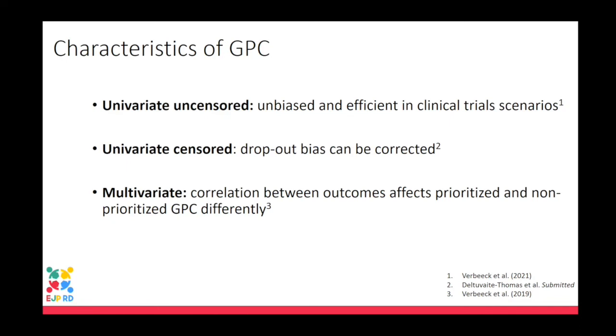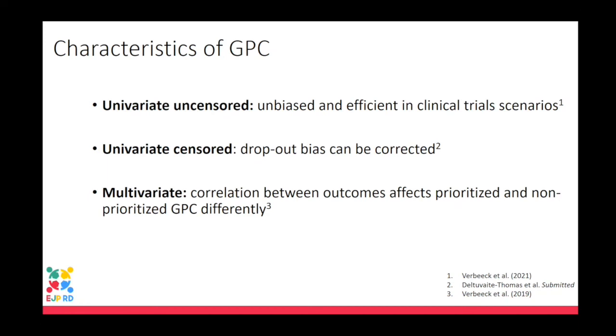Now, GPC is quite new, so what we did the last few years, and I will not go too much into detail, is to look at some of the characteristics of general pairwise comparison. And what we know, if we have a univariate outcome that's uncensored, we know it's unbiased and very efficient in clinical trials scenarios. When it's censored, there's a bias, but it can be corrected.